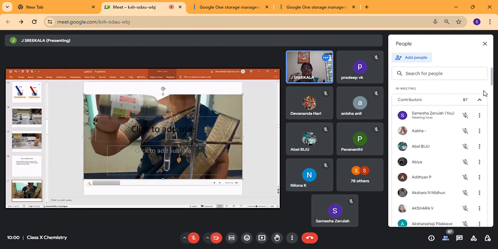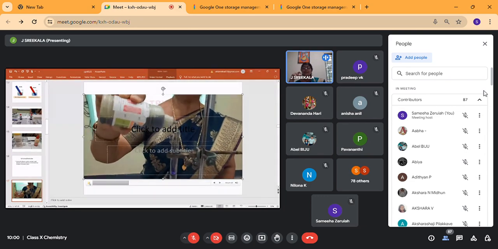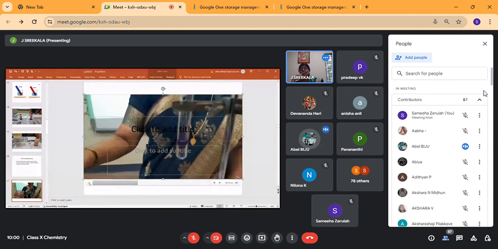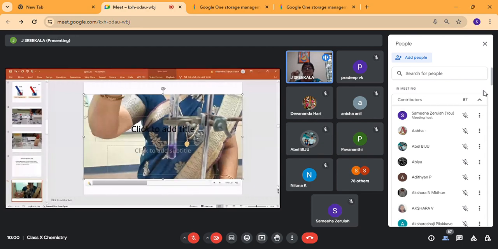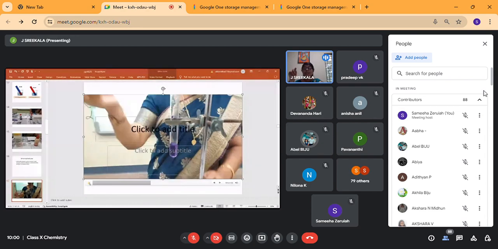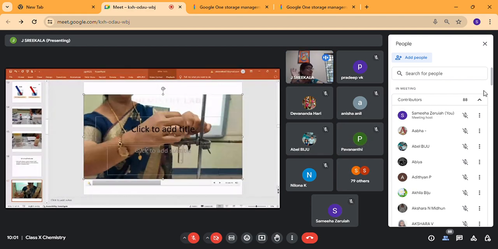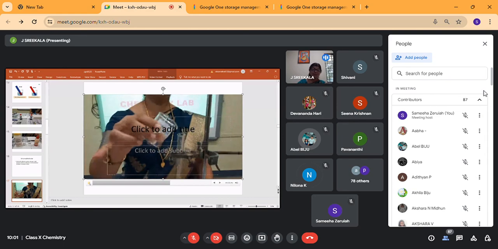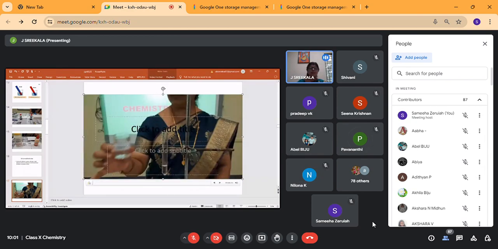This is a base. What happened with the solution? It turns purple. The universal indicator is green colored, and it changed to blue. You note it down in the book. Is it visible? Yes, ma'am. I wanted to show you all this.